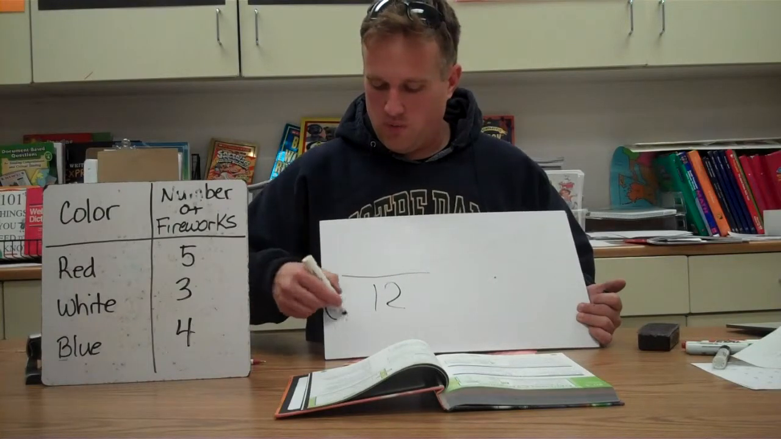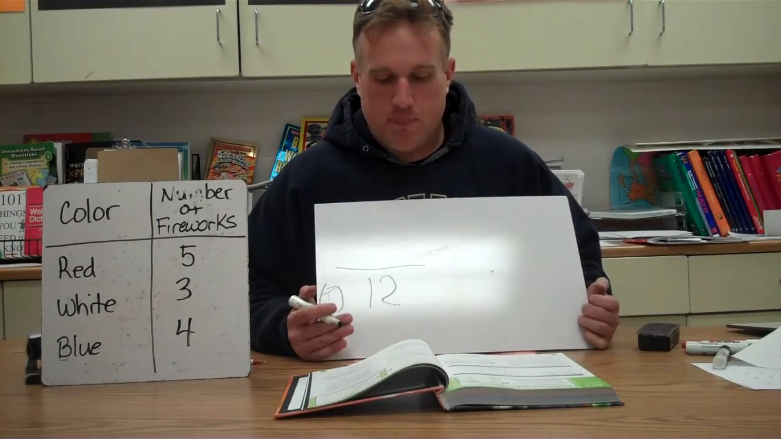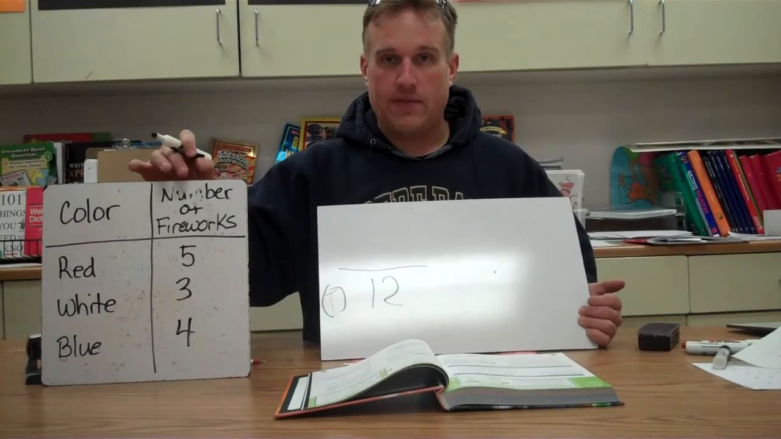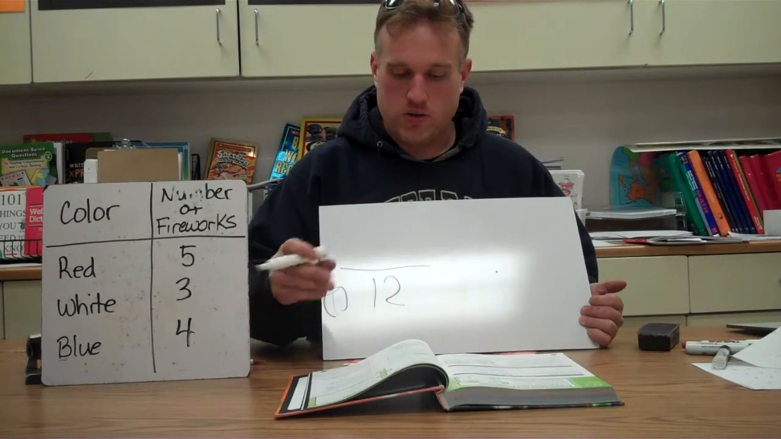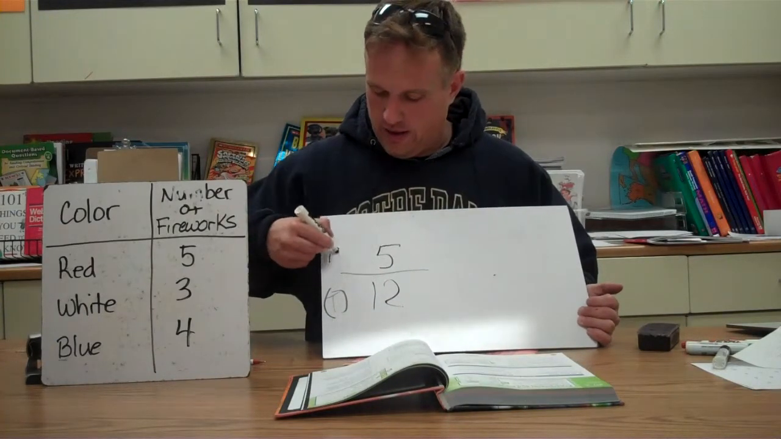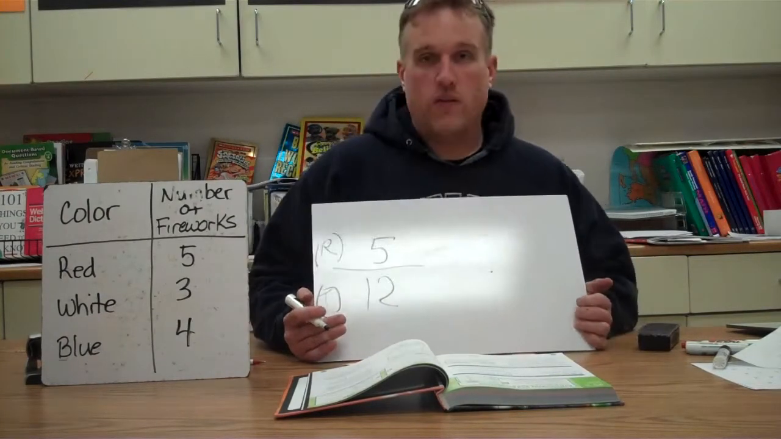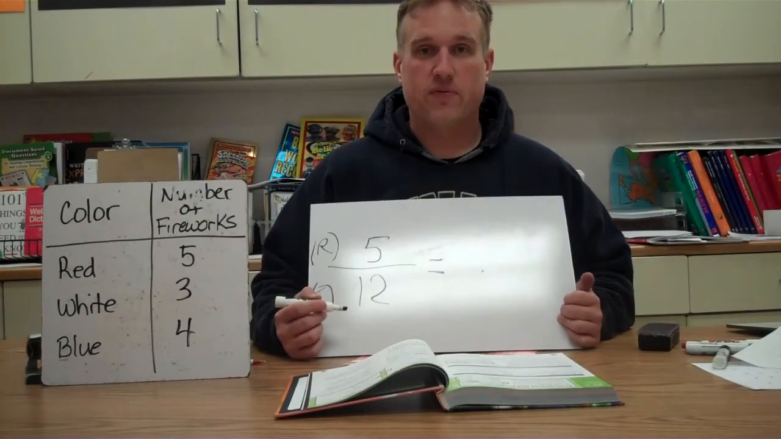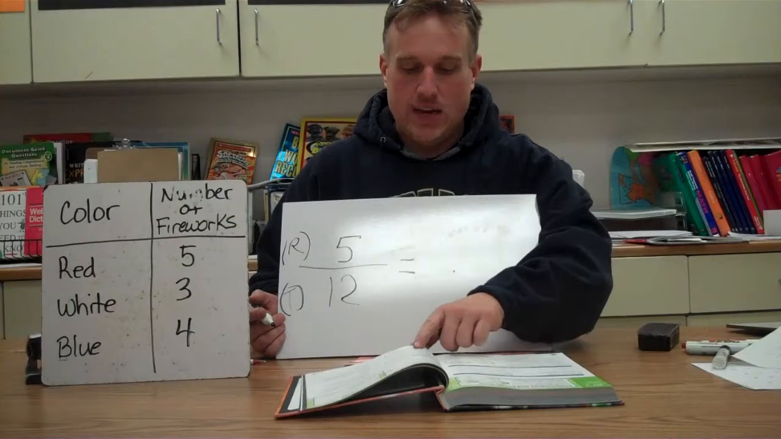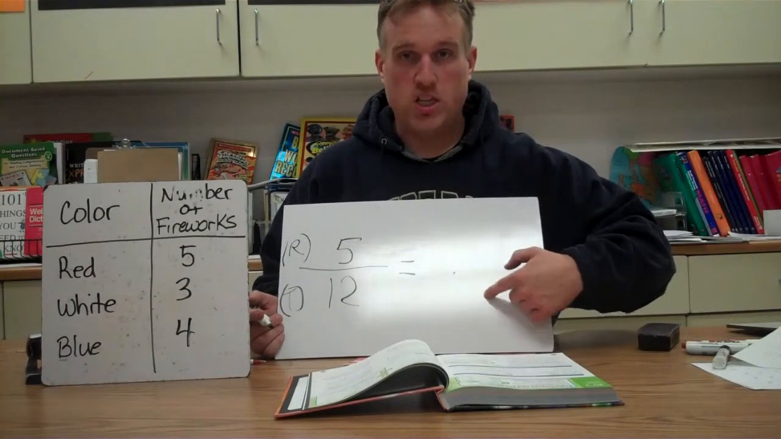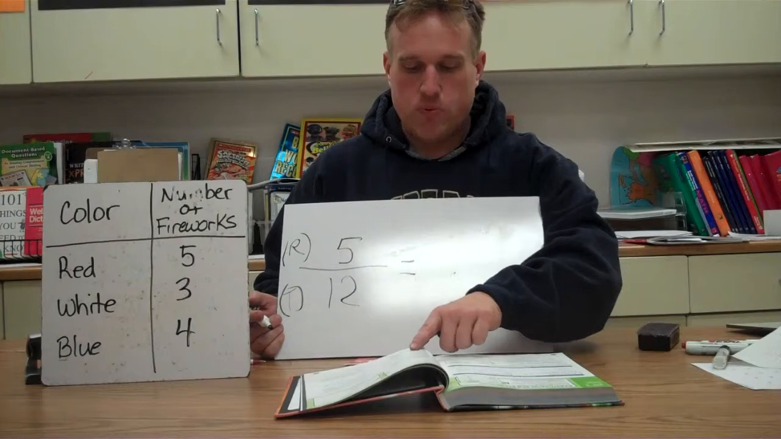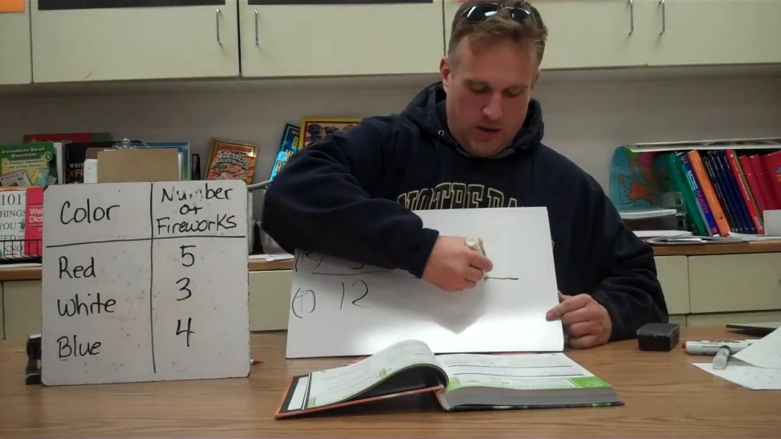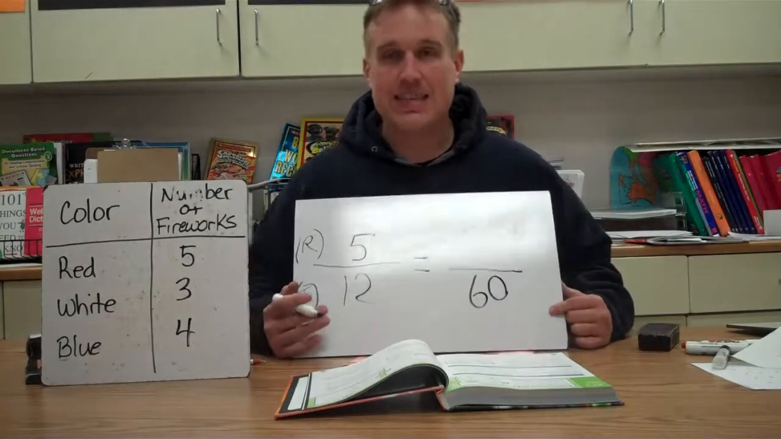I'll just put T for total. Predict how many fireworks will be red. So how many red fireworks did we have? You go to the table, look where it says red, and you will see there are 5 red. 5 out of 12, 5 twelfths. But again, we're taking this a step further. We are making that prediction like we did for the pizza problem. It tells us that the total started off as 12. It says predict how many fireworks will be red if a total of 60 fireworks are displayed. So our new total will be 60.